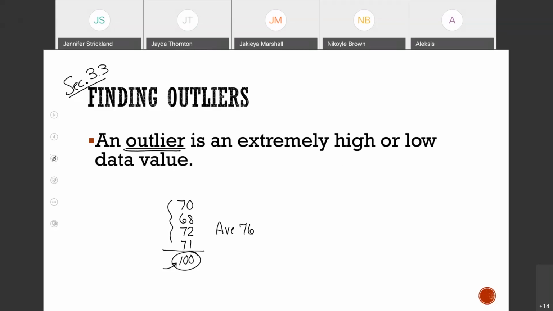So what we want to be able to do is find those outliers and then throw them out. I would have been better off if I had thrown the 100 out and calculated the average without it. So 70, 68, 72, 71, divide by 4. If I do that, my average goes down to a 70. That looks a lot better given those 4 grades, right?